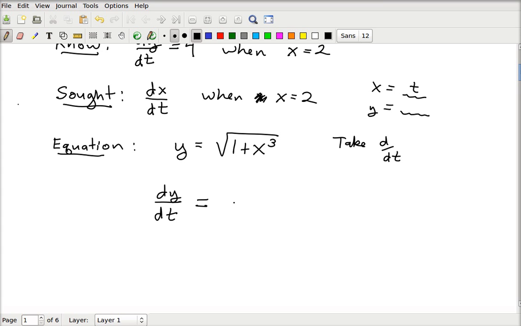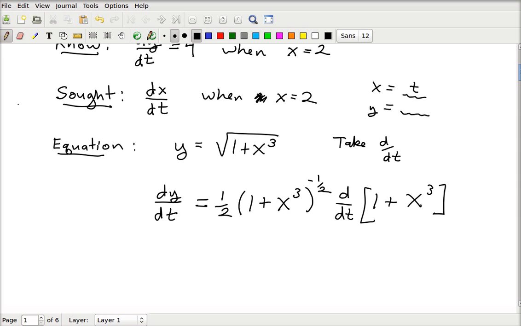Right? And we've got some chain rule action going on this other side here. The 1/2 comes down, you know, the radical is a 1/2, and I get 1 plus x cubed to the minus 1/2. Now the chain rule says that I owe the derivative of the inside. So for the time being, let me just literally say that. The derivative of the inside is d/dt of 1 plus x cubed.